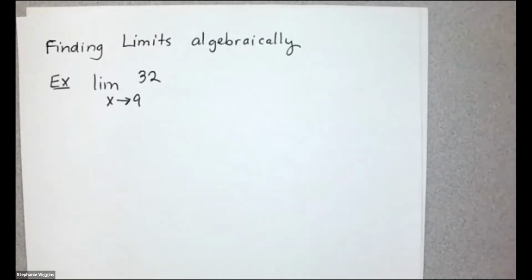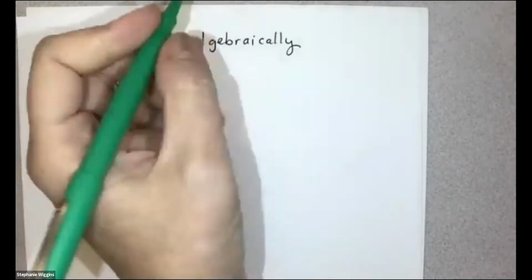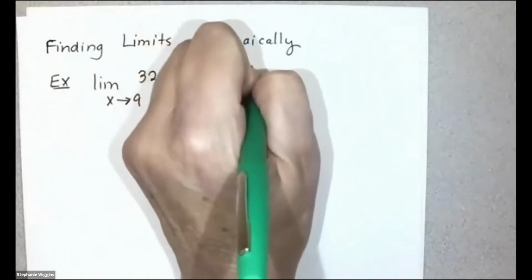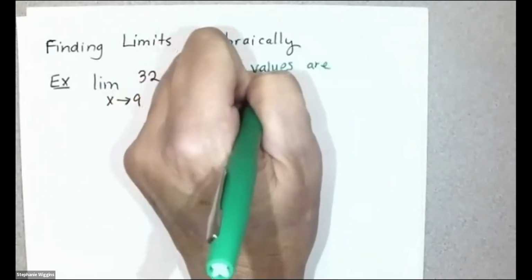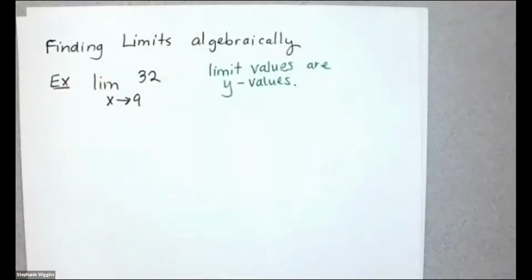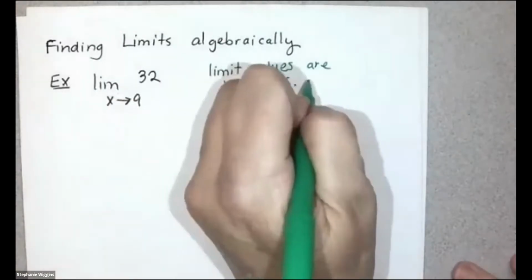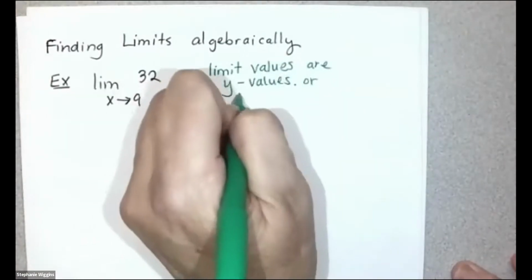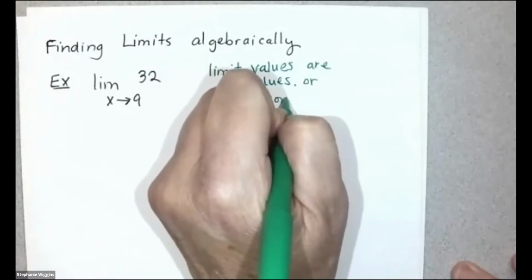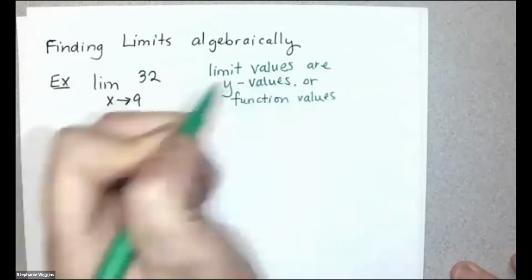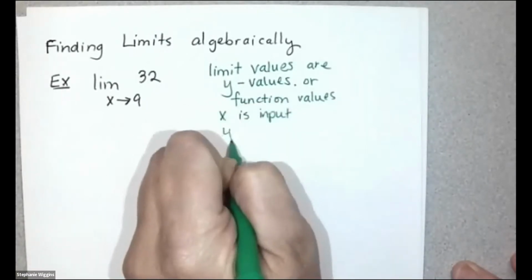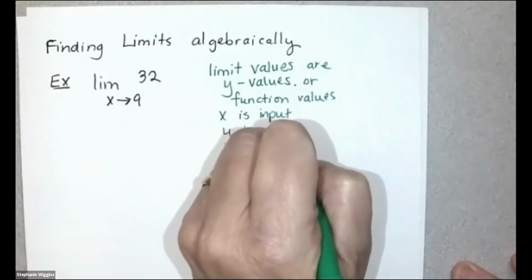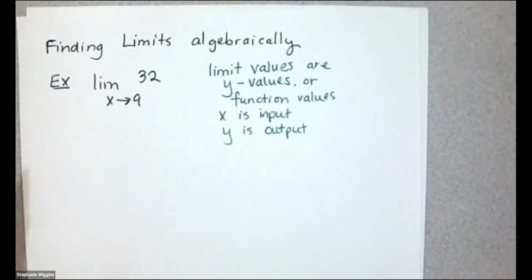I don't know why. But the trick here is you always have to remind yourself that limit values are y values, okay? So in other words, what are y values? Those are function values. And you also have to remind yourself x is input, y is output, okay?